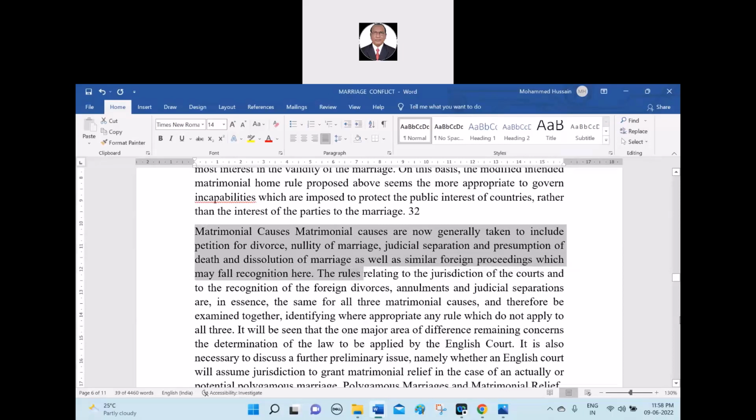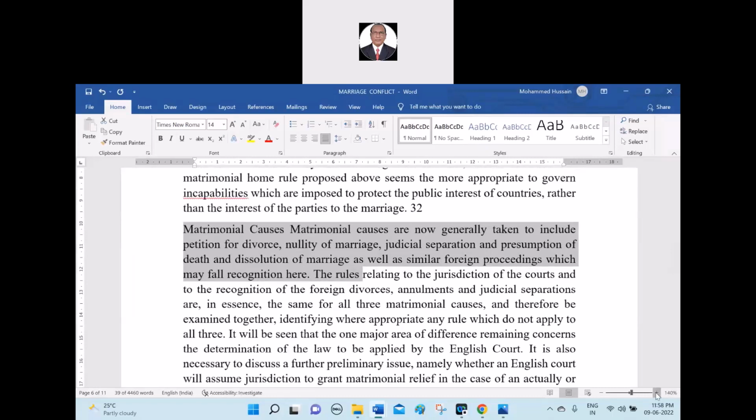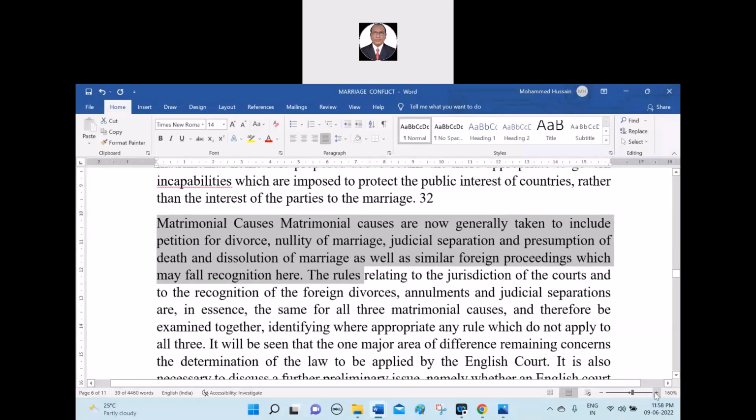Matrimonial causes are civil cases. Matrimonial causes are now generally taken to include petition for divorce, nullity of marriage, judicial separation, and presumption of death and dissolution of marriage, as well as similar foreign proceedings which may fall for recognition here. Yes, that is the matrimonial causes. Divorce, nullity of marriage, judicial separation, presumption of death, dissolution of marriage, and sometimes foreign proceedings will also be considered. These are all set within the matrimonial causes.